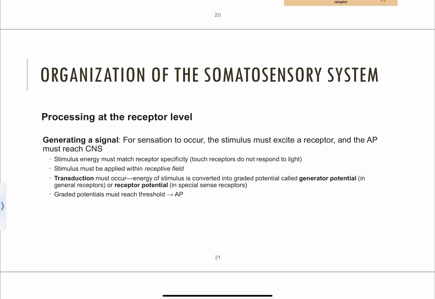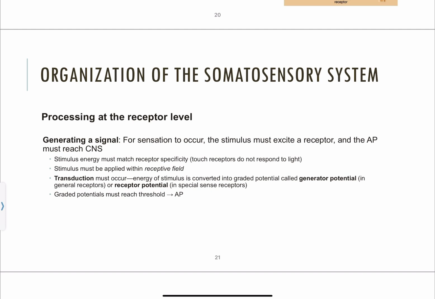So let's talk first about the first level, which is processing at the receptor level. We have to first generate a signal. So for sensation to occur, that stimulus has to excite the sensory receptor. And once that sensory receptor is excited, we have to be able to generate an action potential that can reach our brain and our spinal cord. However, the stimulus energy must match the receptor specificity, meaning not all receptors can sense the same things. So for example, touch receptors can't respond to light.